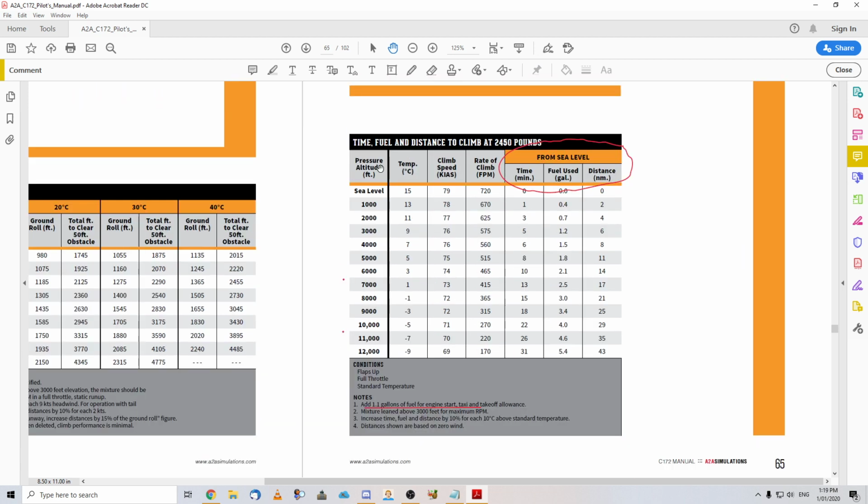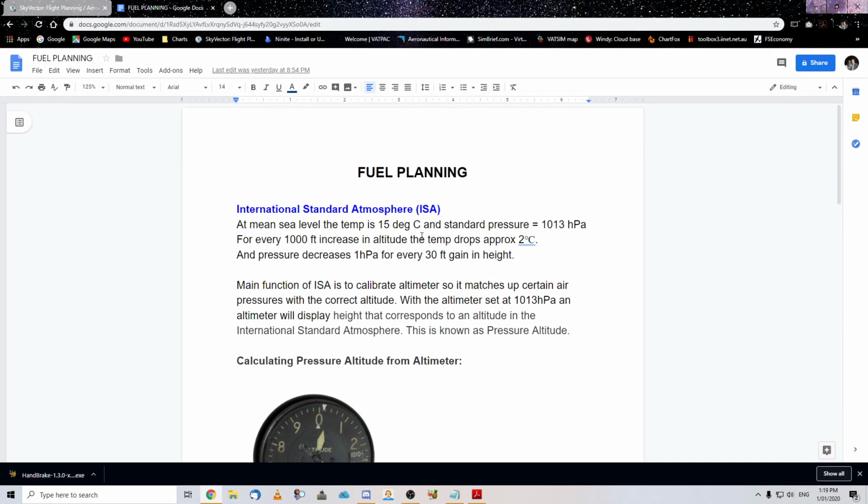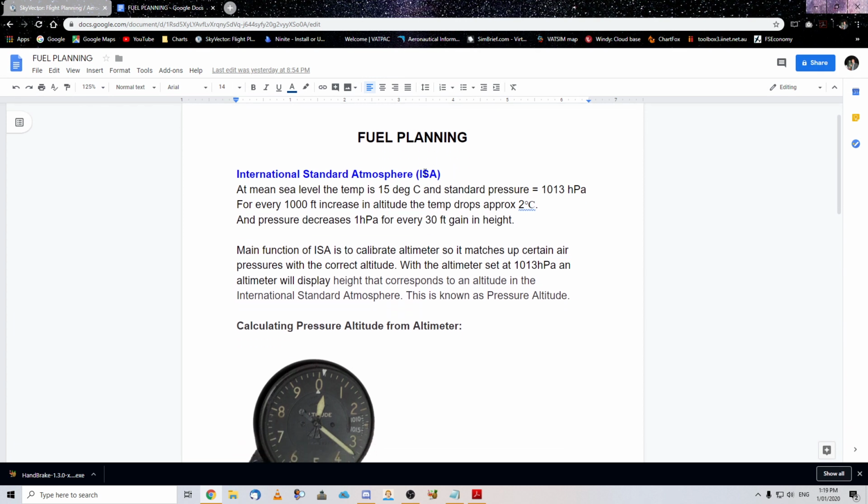Okay, so let's start with this chart here. And the first thing to notice is you've got this thing called pressure altitude. What is pressure altitude? Well, before you understand what pressure altitude is, you've got to know something else, and that is what they call the international standard atmosphere. What is international standard atmosphere? Well, international standard atmosphere is, at mean sea level, the temperature is 15 degrees centigrade, and the standard pressure, which most of you people know, is 1013 hectopascals.